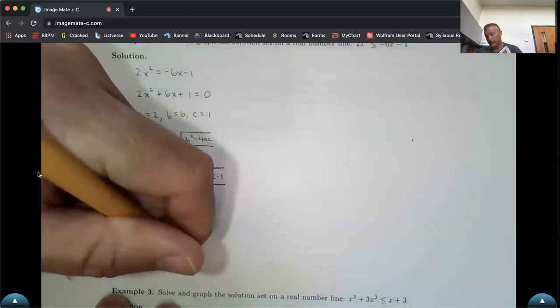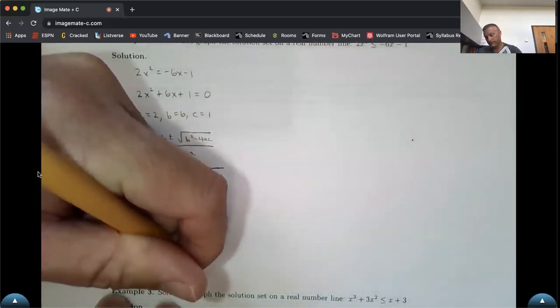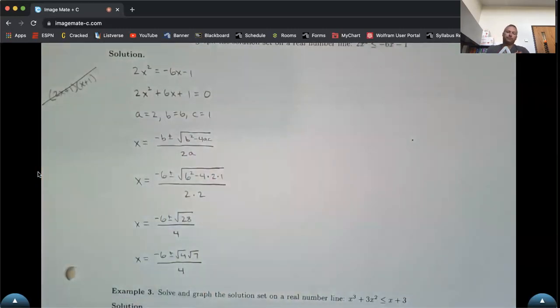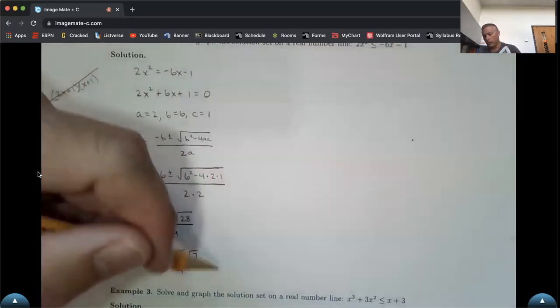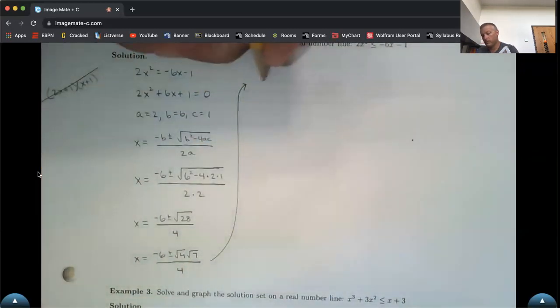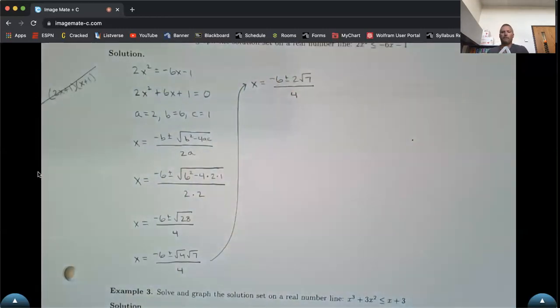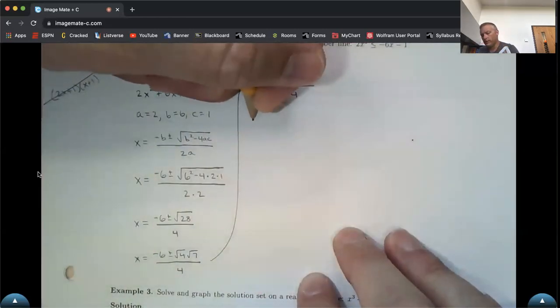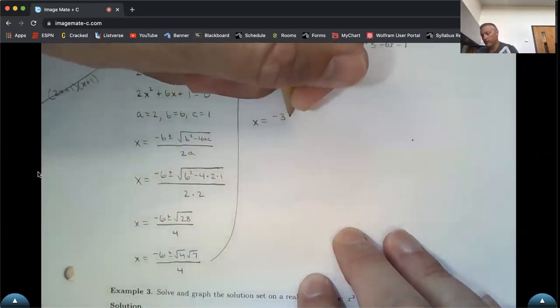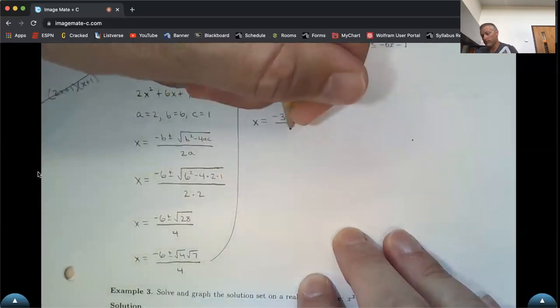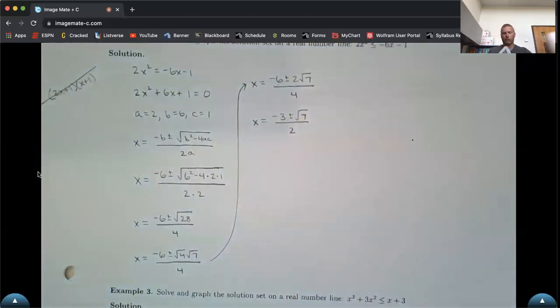Now 28 can be written as 4 times 7. And the square root of 4 is 2. So we have x is negative 6 plus or minus 2 times the square root of 7 all over 4. Well, you can take a 2 out of all of these. So I'm at negative 3 plus or minus 1 times the square root of 7 all over 2. So here, these are the zeros. These are the solutions of the equation.